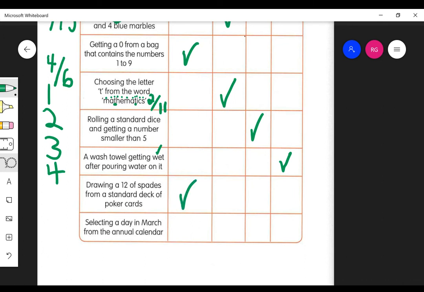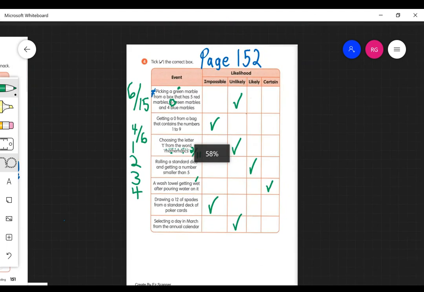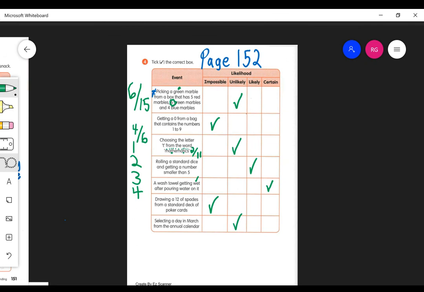All right, the next one says selecting a day in March from the annual calendar. Okay, so if we have 365 days, it's probably unlikely that we will select a day in March from the calendar randomly. So those are your answers for page 152. So make sure you have those in your books.